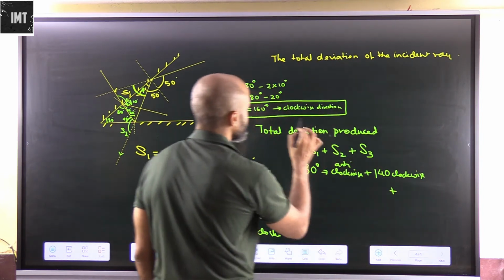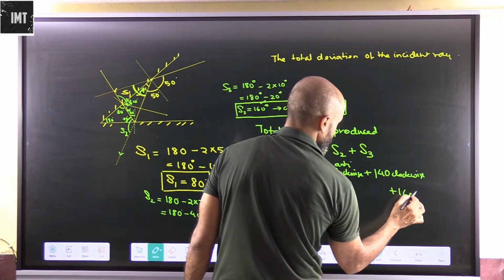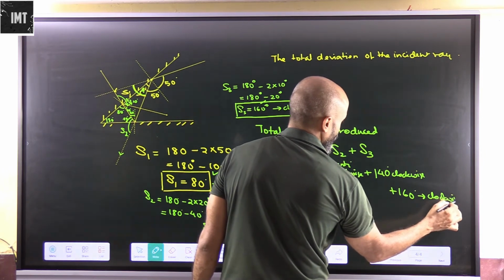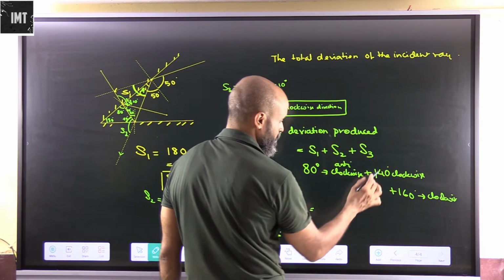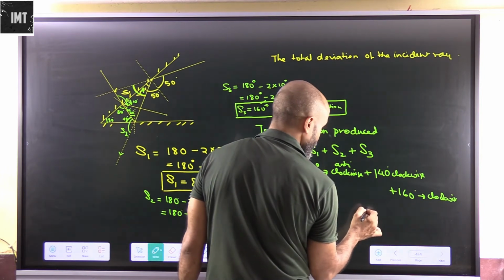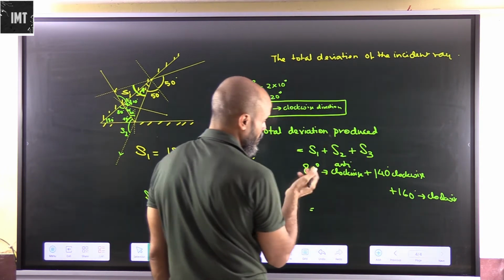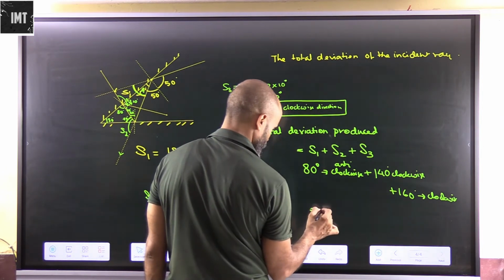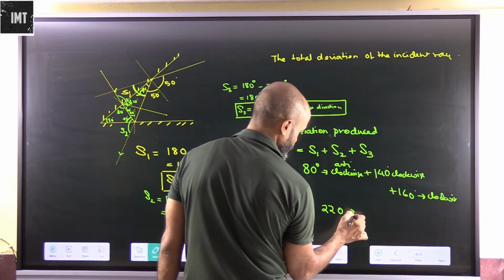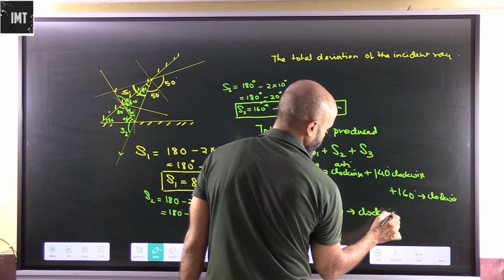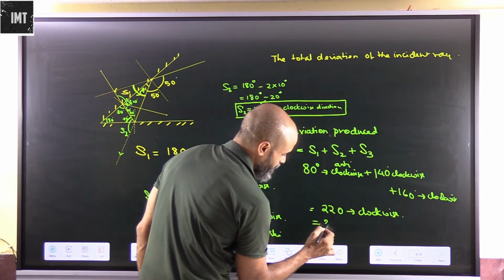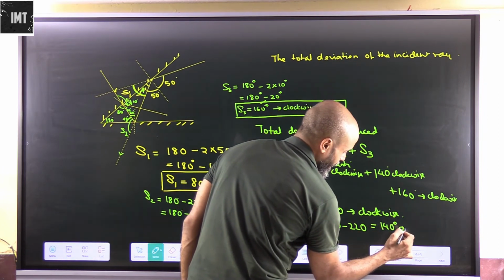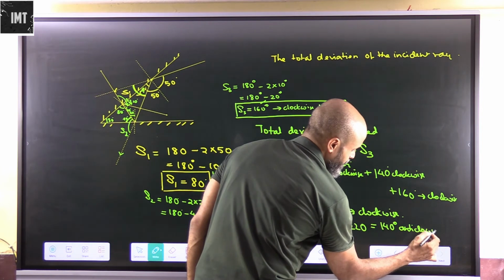and delta 3, as we see, is 160 degrees clockwise. So obviously the total deviation will be this minus this. So this will be 140 plus 160, that's going to be 300, minus 80. So this will be 220 clockwise, or we can say 360 minus 220, that is 140 degrees anti-clockwise. This will be the deviation produced.